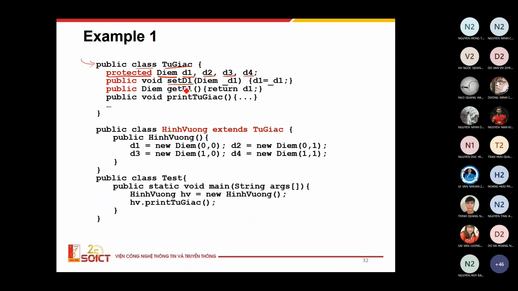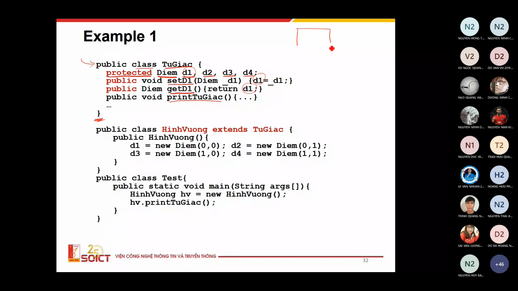Maybe the network is not good. Okay, you have the set D1 method and the get D1 method, and we can use them to set and modify the D1 attribute. Nice. What else do you have? We have a method print tứ giác. So this is all for the class tứ giác.